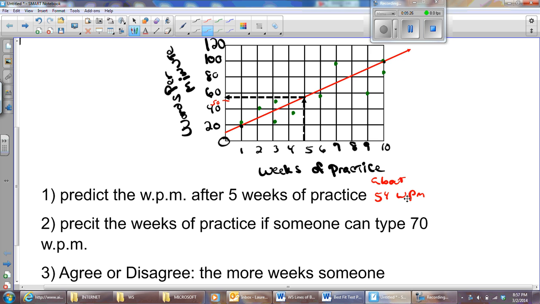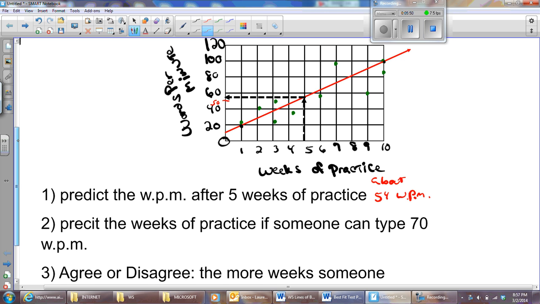Now, it's impossible for me to get too accurate with this chart, so I will make sure the reader knows that it's not an exact answer. So I'll say approximately 54 words per minute or about 54 words per minute. Okay, if your line of best fit is a little bit different, you might come up with a slightly different answer. As long as you have a high quality line of best fit, things are going to work out well for you.